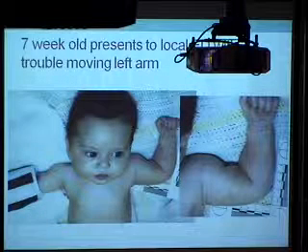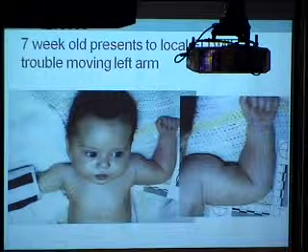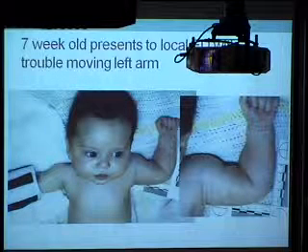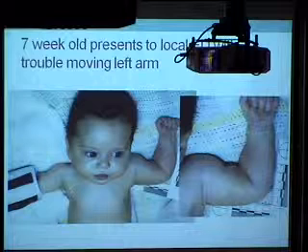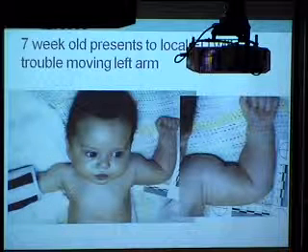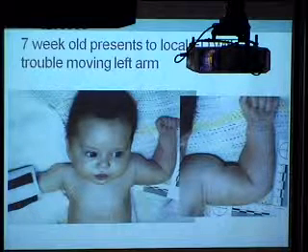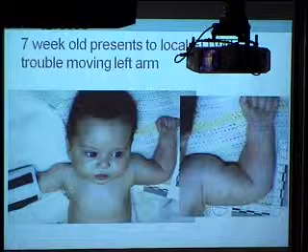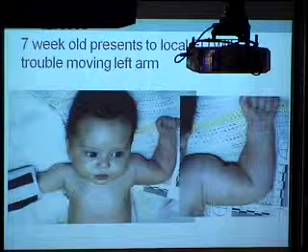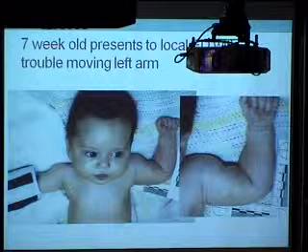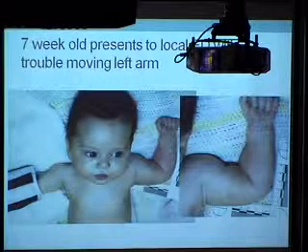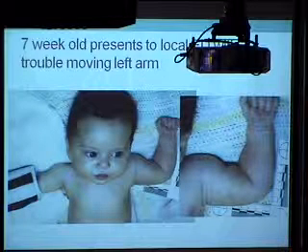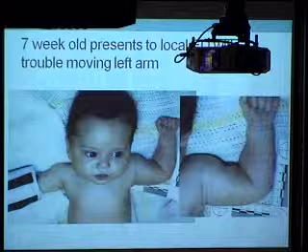So this is a little gal that I saw in our emergency department about 8 months ago. She is 7 weeks old on presentation. She presented to a local emergency department, about 2 hours out from the Twin Cities. This is not a pediatric emergency department. Her presenting complaint was that she was having trouble moving her left arm. The local physician obtained an x-ray of the arm and noted that she had a fracture through the upper part of her humerus.